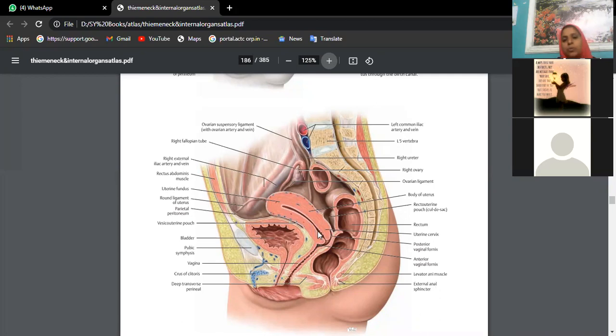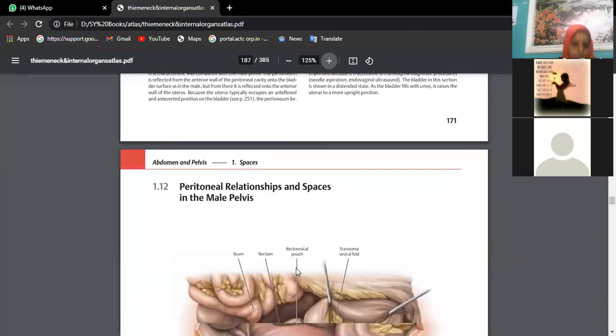In the section you should be able to identify all these, and of course the peritoneal folds. What are those? Vesicouterine pouch anteriorly, rectouterine pouch or pouch of Douglas posteriorly. Rectum and anal canal, I told you already, the peritoneal folds and all those.